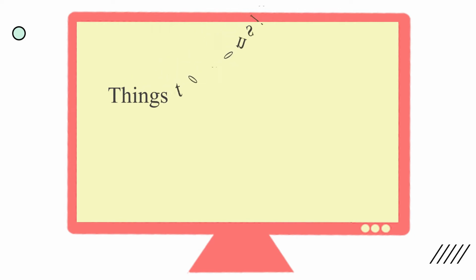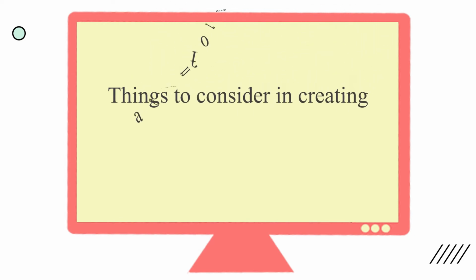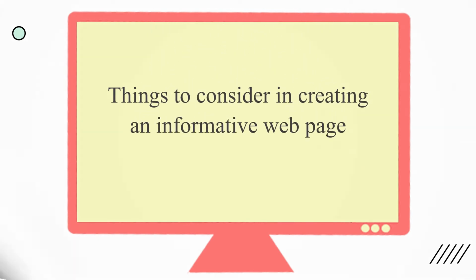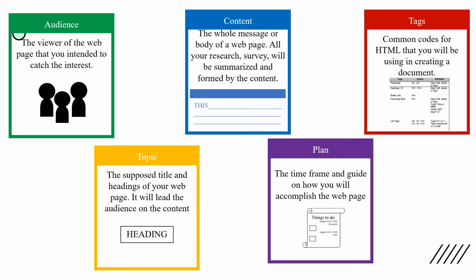Things to consider in creating informative web pages. First is the audience, the viewer of the web page that you intend to catch the interest of, whether it is for kids, teenagers, adults, or for all. Second is the topic, the supposed title and headings of your web page. It will lead the audience to the content and will encourage them more to read your content.